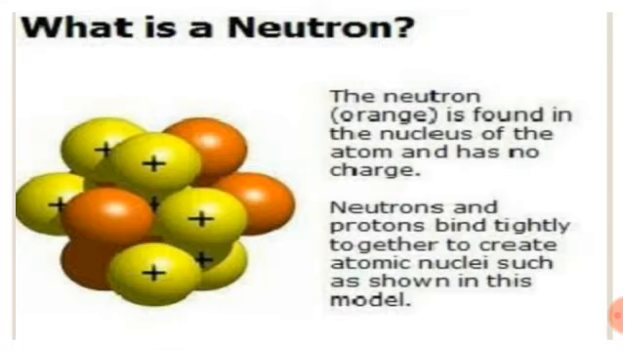Now we are going to talk about what a neutron is. The word neutron is derived from neutral, which means it has no charge. The neutron is found in the nucleus of the atom and has no charge. As we have discussed in the previous slides and in the picture, proton and neutron are both present in the center of an atom, and the neutron has no charge on it.